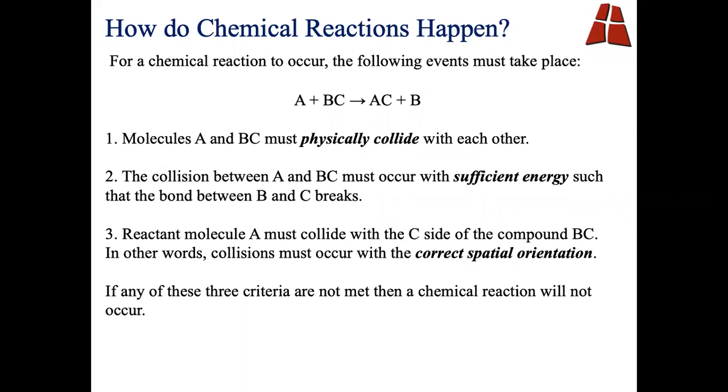So just a review from last class: one of the things we're concerned about in kinetics is not only how fast a reaction goes, but how it actually happens. The three things that must occur for a reaction to happen are that molecules must physically collide with sufficient energy to break bonds between reactants, which then allows the formation of new bonds in the products. And they also must collide in the correct spatial orientation.